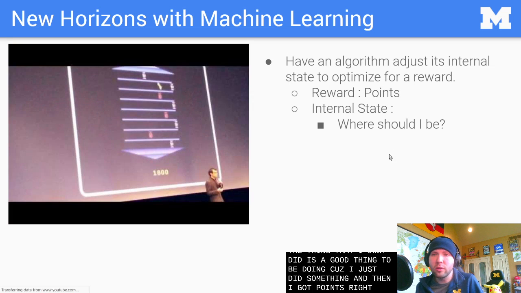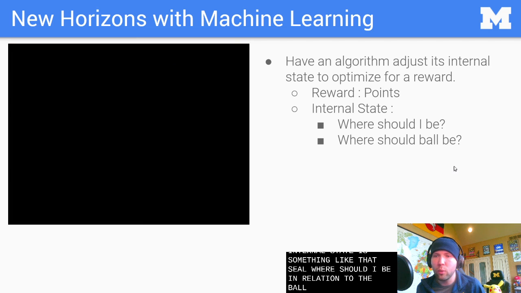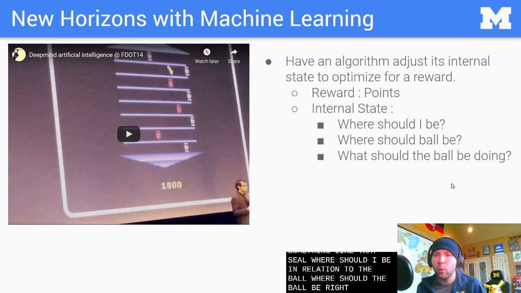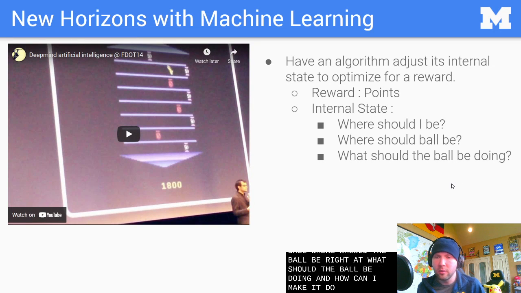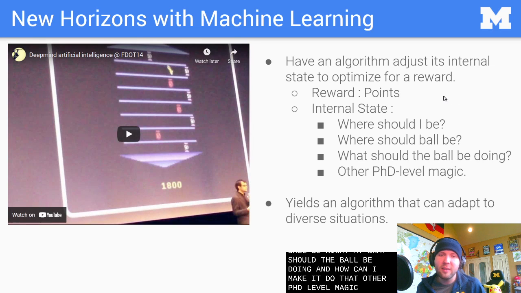The internal state is something like this. You know, where should I be in relation to the ball? Where should the ball be, right? What should the ball be doing, and how can I make it do that? Other PhD level magic. So what happens is you end up with an algorithm that can adapt to diverse situations over time.